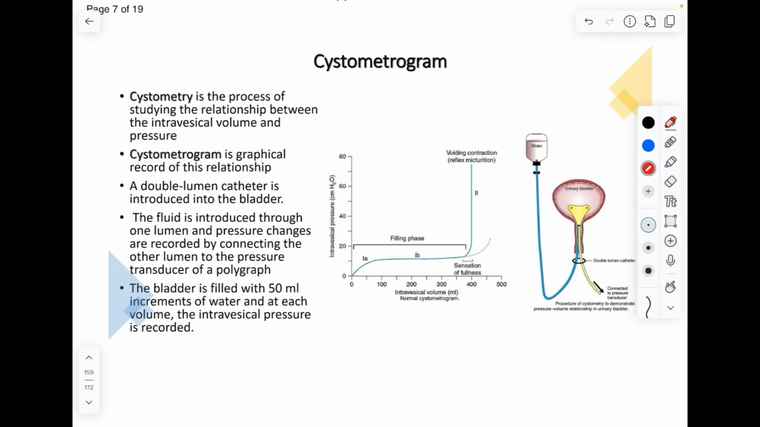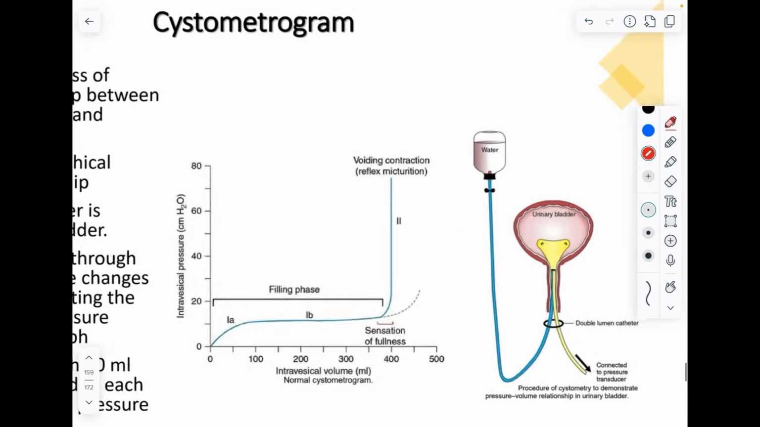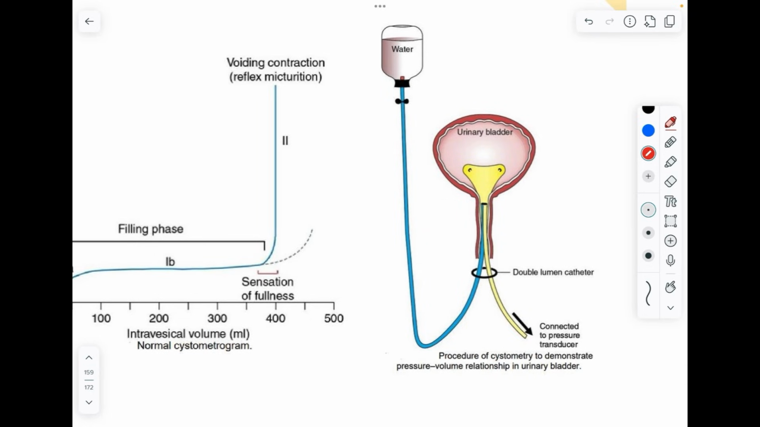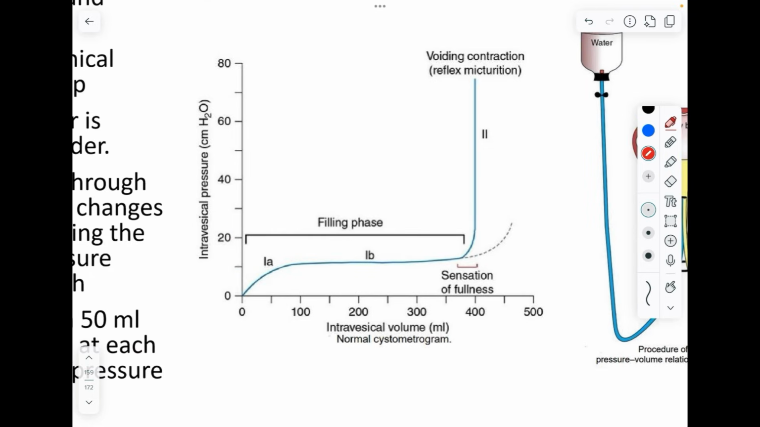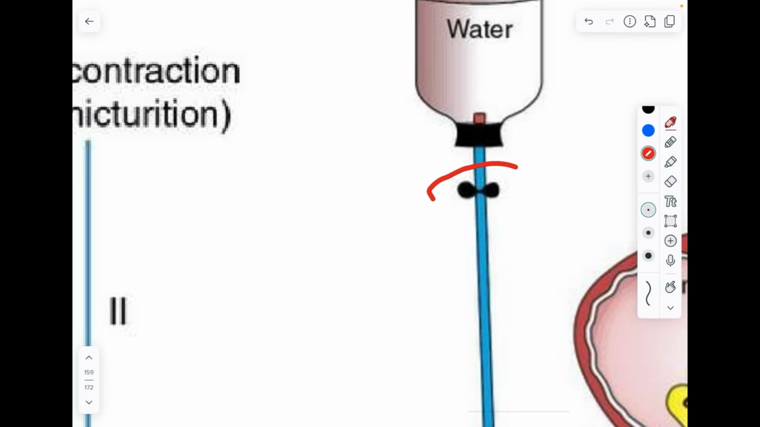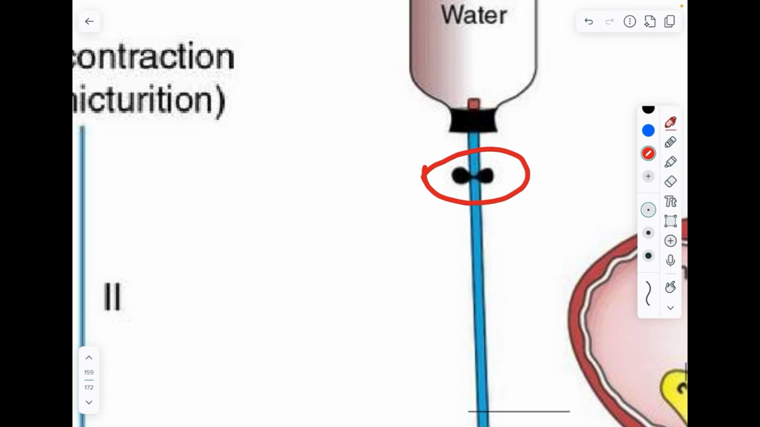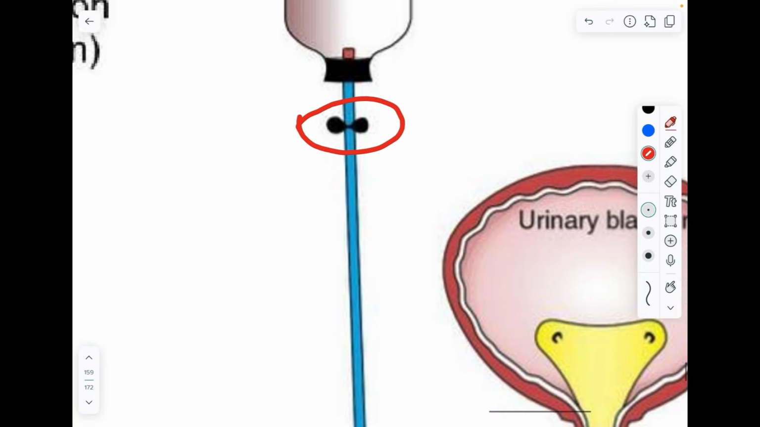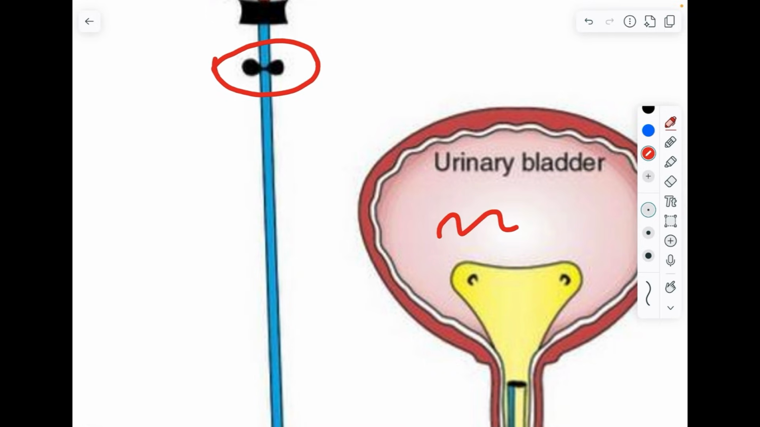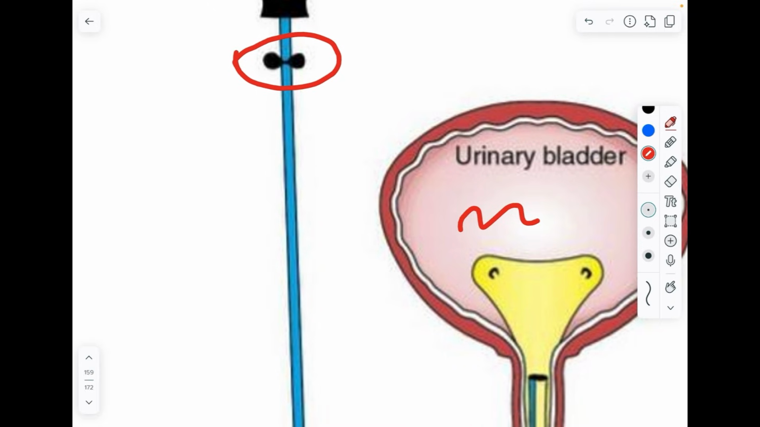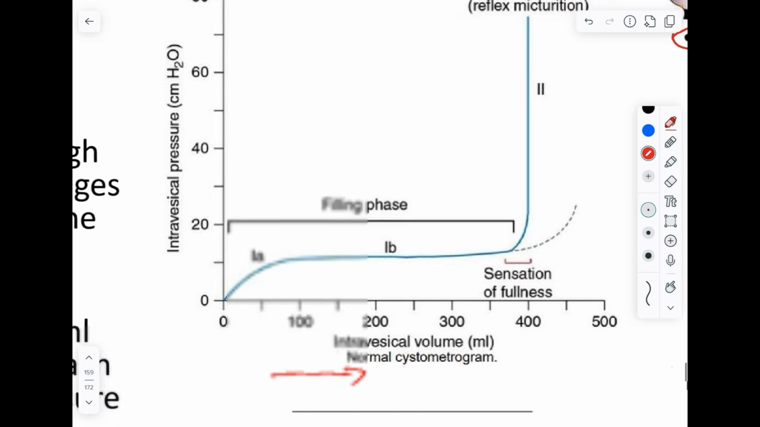Now, cytometrogram. A cytometrogram is basically a device where they infuse the bladder with water and measure the pressure and see the change in pressure with the volume. As you can see here, we have the vesical volume, the volume of the bladder, and it's increasing. They open a little bit, add 50 milliliters here and close it, and then measure, and then another 50, and close it and measure, and so on.